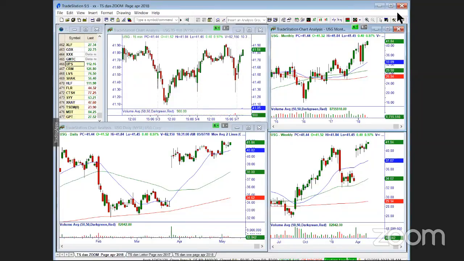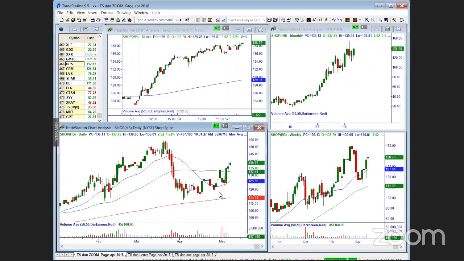Shop looks to me like it has to go higher. I don't know, it's consolidated enough here. But this looks really good. Yeah, 15-minute, fantastic. Let's see if it pulls back. Set alert.